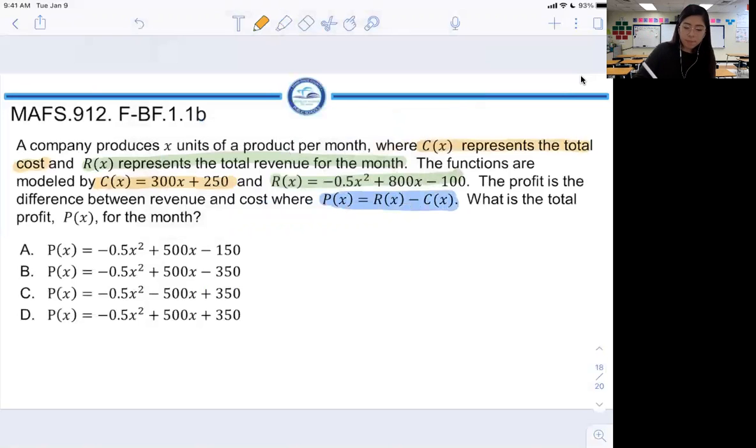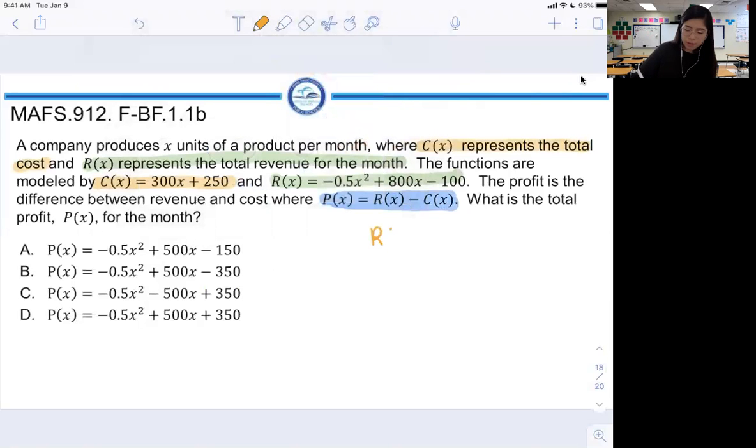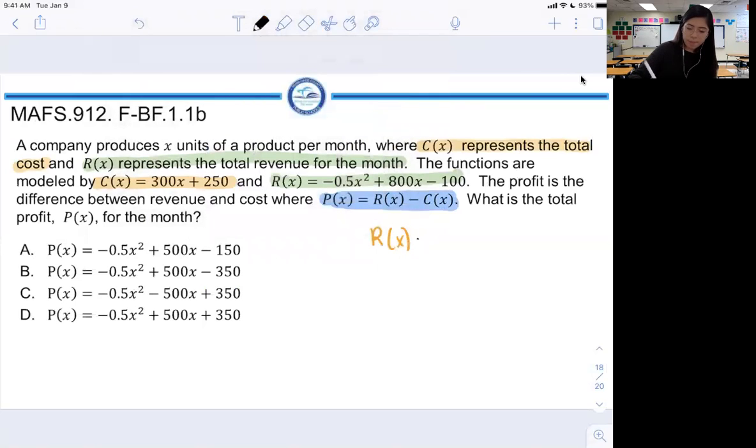So this is telling me that the profit is R of X minus, oh, I did that backwards. R is green, right? So I'm doing R of X minus C of X. So I'm subtracting these two functions.